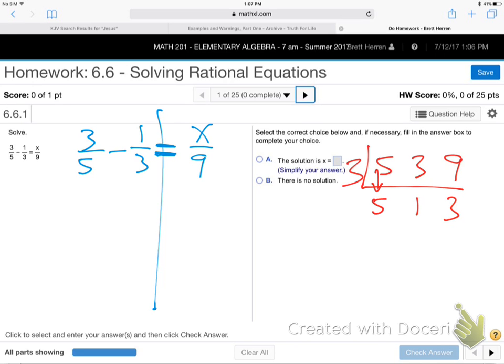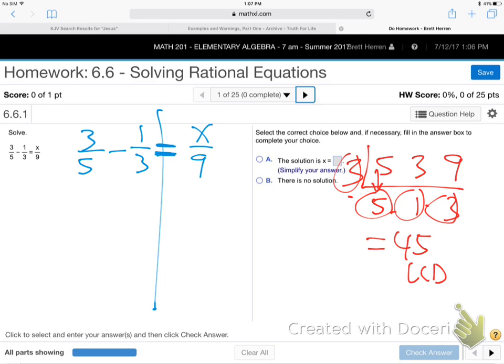Good. And now multiply these guys together. 9 times 5, 45. So 45 is the LCD or LCM, whatever you want to call it, the common denominator. 45 is going to be the common denominator. All right. Good so far? Just doing the same old box thing. We did that yesterday, didn't we? Yeah. Finding common numbers.